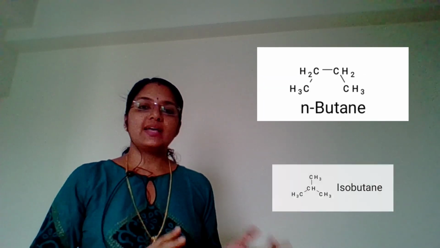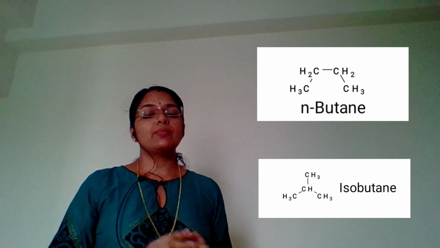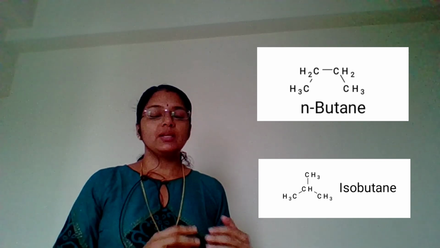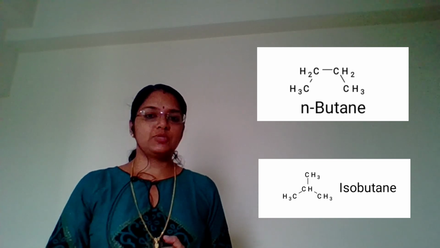Next we see the four carbon atom containing amine, that is butyl amine. We can check how many isomers are possible for butyl amine. Before that we go to butane, that is C4H10. Butane has two isomers, that is N-butane as well as isobutane. N-butane means the four carbon atoms are arranged in a straight chain, while isobutane means three carbon atoms are in a straight chain with a methyl group as a substituent.